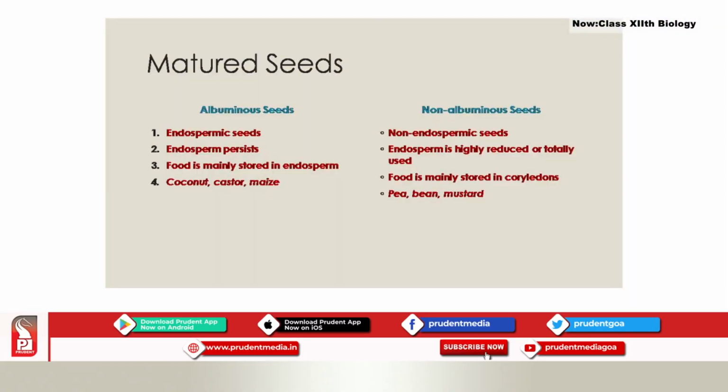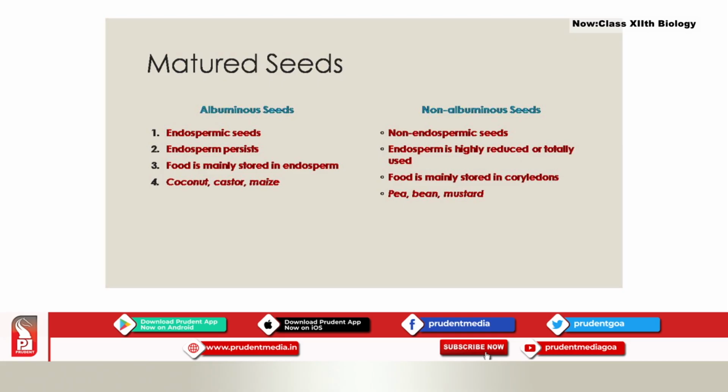And the non-albuminous seeds or non-endospermic seeds would be the ones where the endosperm is very much reduced or totally used up, and therefore these seeds are now going to be basically depending on the cotyledons.